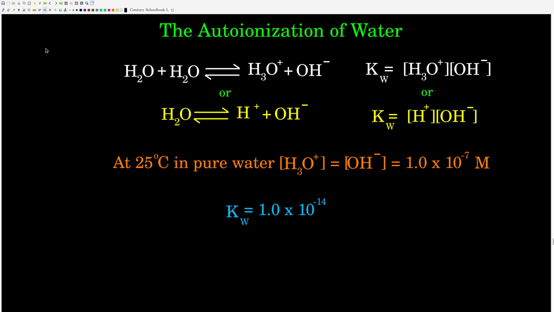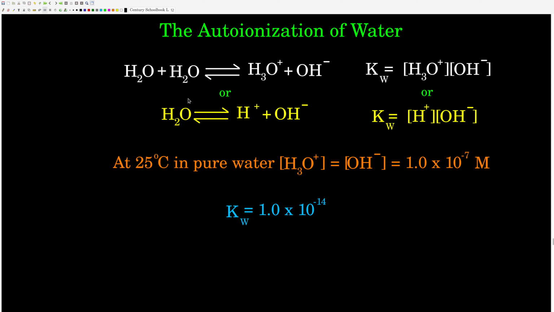And what they do is two molecules of water bump into each other, right? If they have enough energy and the right orientation, one of those water molecules donates a proton to the other molecule. So one of these is acting as an acid, one is acting as a base, and we end up with the hydronium ion and hydroxide ion. Or another way of writing that is just a single molecule of water dissociating into hydrogen ion and hydroxide ion. These two are equivalent.